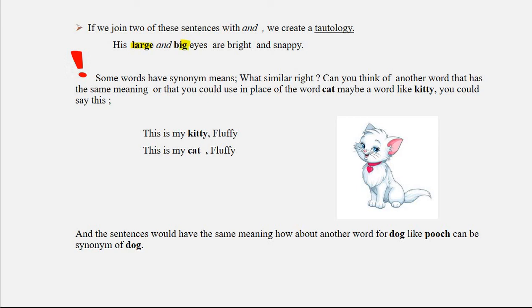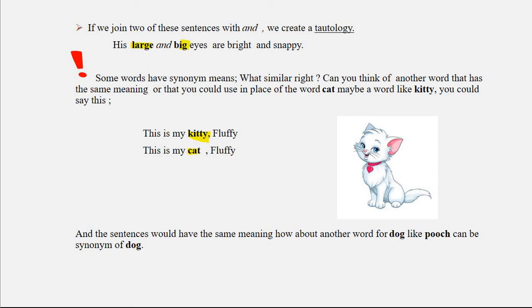Some words have synonyms. What's similar, right? Can you think of another word that has the same meaning or that you could use in place of the word cat? Maybe a word like kitty. You could say this: This is my kitty, Fluffy. This is my cat, Fluffy. You see, these are synonyms of each other. So these have similar meanings, and the sentence would have the same meaning.